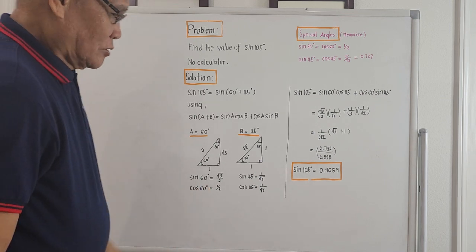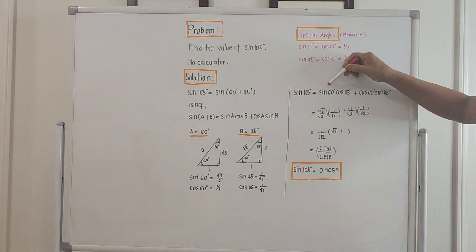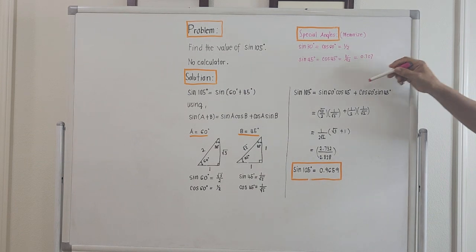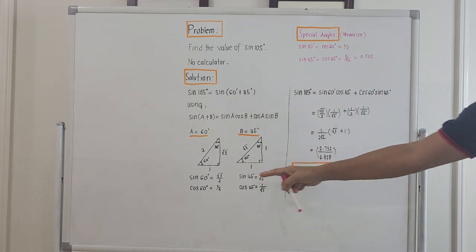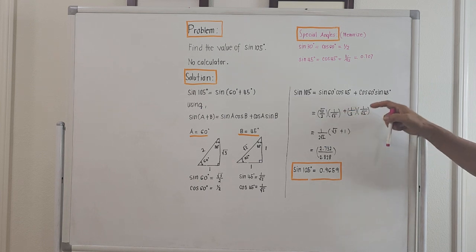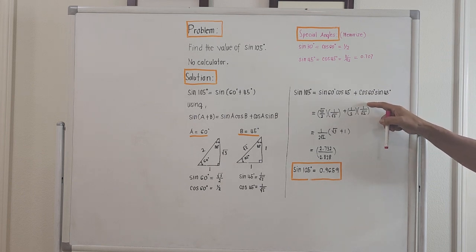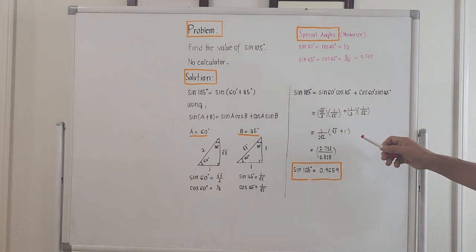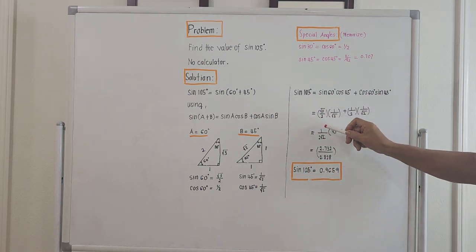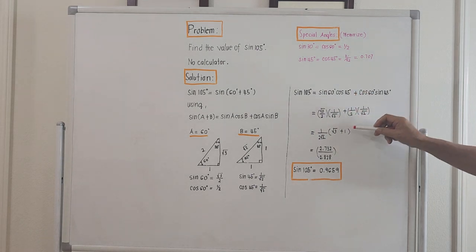Going back to the sine of 105 degrees, it will be sine of 60 cosine of 45 plus cosine of 60 sine of 45. Square root of 3 over 2 is sine of 60. Cosine of 45 is 1 over square root of 2, plus cosine of 60 is 1/2, and sine of 45 is 1 over square root of 2. There is a common factor 1 over 2 square root of 2 for both terms, so we factor it out. The first will be square root of 3, the second will be plus 1.